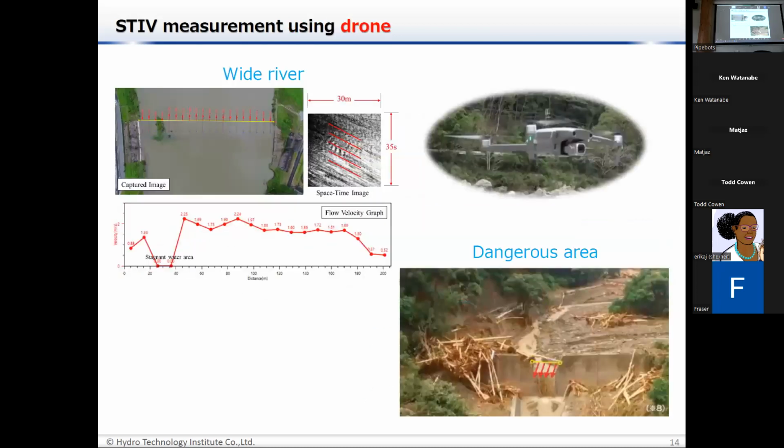The next slide is about measurement using a drone. Drone-based measurement allows for flexible selection of the flow observation area and enables observation in areas that are dangerous and inaccessible. This makes it useful when the river is too wide to capture its full width from the ground, or when access to the river is dangerous due to flooding.